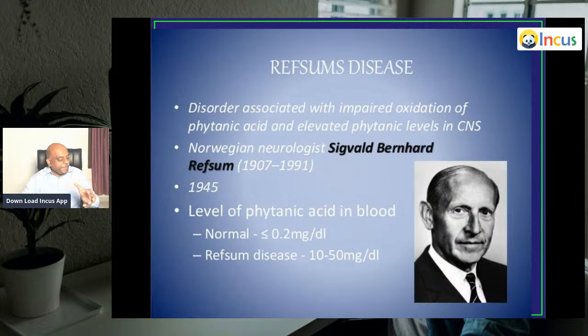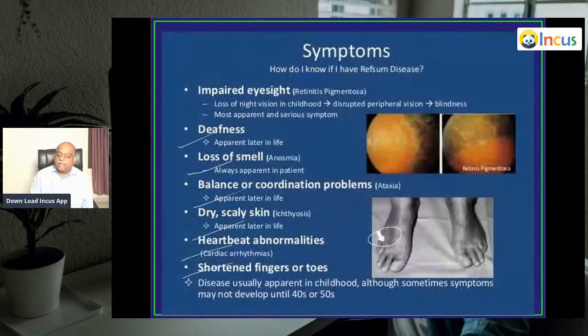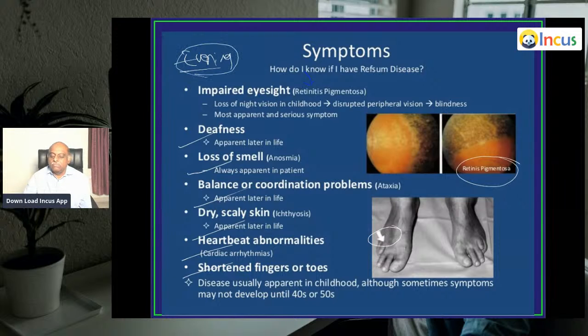In this, there is an impaired oxidation of the phytanic acid, leading to elevated phytanic acid levels in the CNS. That is Refsum's disease. But अजीब बात क्या है बोले तो, these patients have retinitis pigmentosa. Retinitis pigmentosa will present with the evening होते ही, there will be night blindness. So generally, vitamin A deficiency may be आपको night blindness हो सकता.